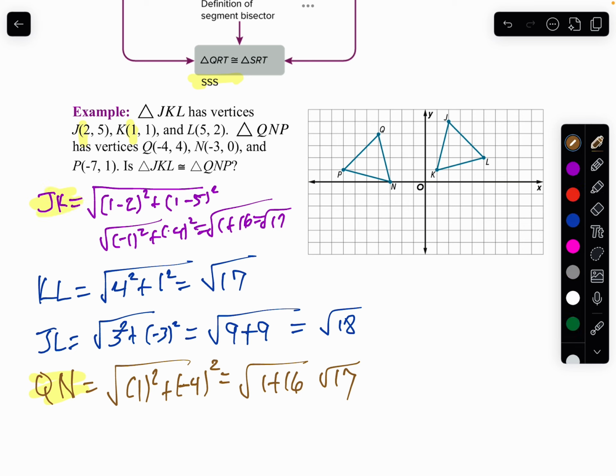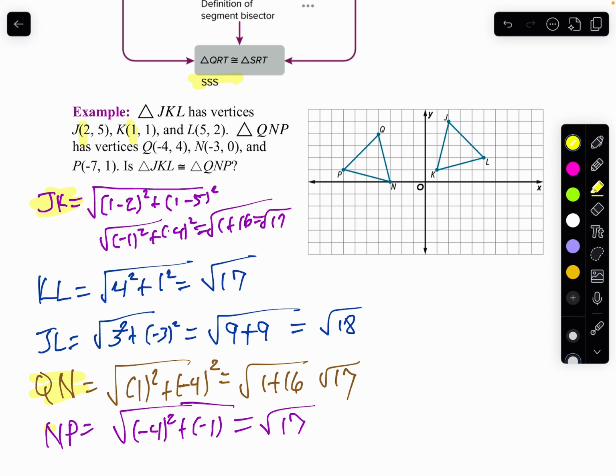Okay, now I'll do N to P. If I do N to P, that'll be 3 minus a negative 7 squared, which will be negative 4 squared, plus 0 minus 1 squared, which is negative 1 squared, which is the square root of 17. So I know N to P matches with K to L.